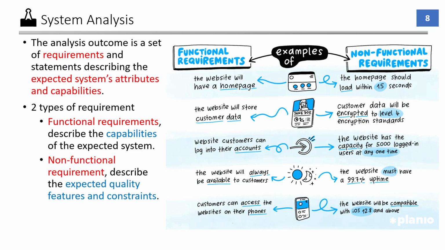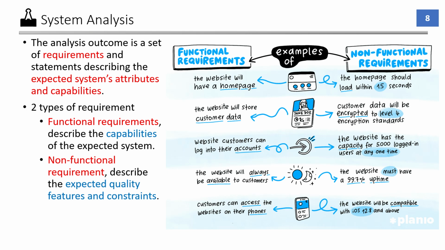The outcome of the system analysis phase is a clear set of requirements that describe what the system is expected to do and how well it should perform. These requirements explain the expected attributes and capabilities of the new system. There are two main types of system requirements. The first type is functional requirements. These describe what the system can do.